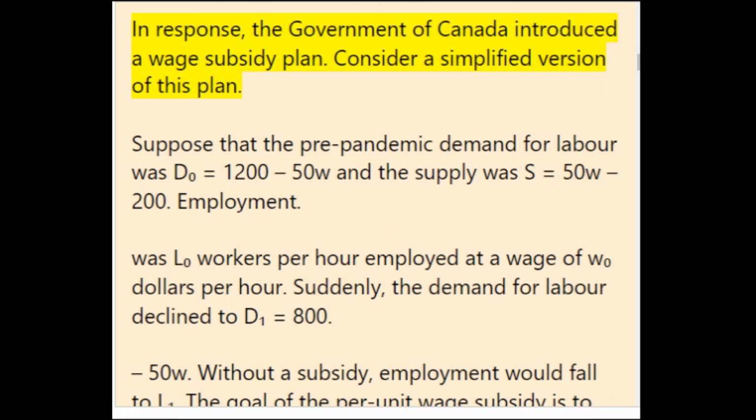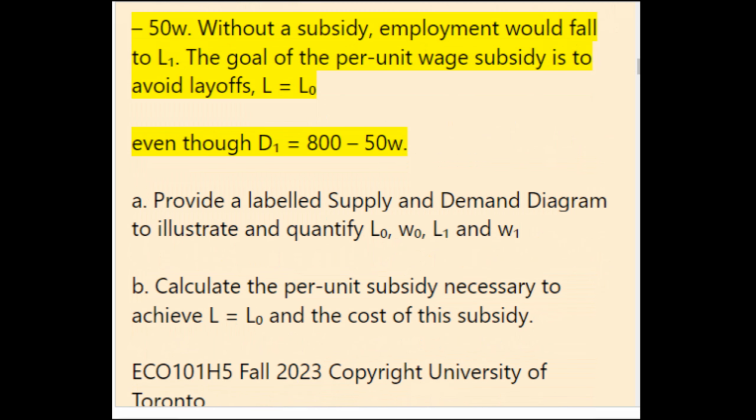Consider a simplified version of this plan. Suppose that the pre-pandemic demand for labor was D = 1,250 - W and the supply was S = 50W - 200. Employment was L0 workers per hour employed at a wage of W0 dollars per hour. Suddenly, the demand for labor declined to D = 850 - W. Without a subsidy, employment would fall to L1.